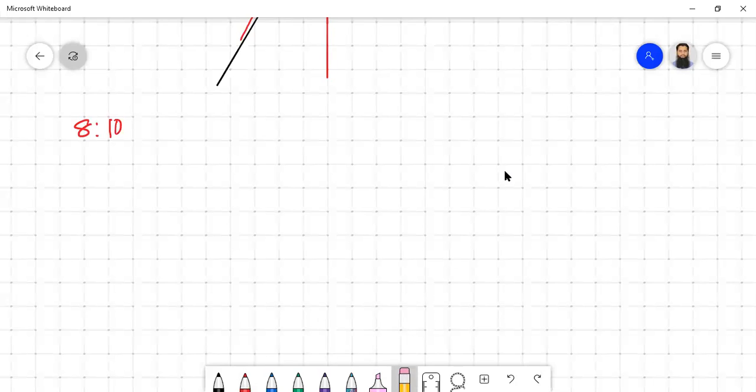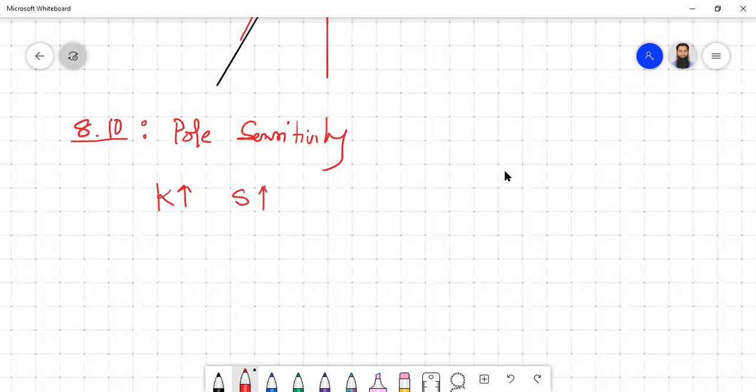8.10, that is pole sensitivity. So pole sensitivity says how much the pole is sensitive to the gain. What does it mean? It means that with changes in K, how much change we have in the pole location. So this is all about pole sensitivity, and the formula is also simple.